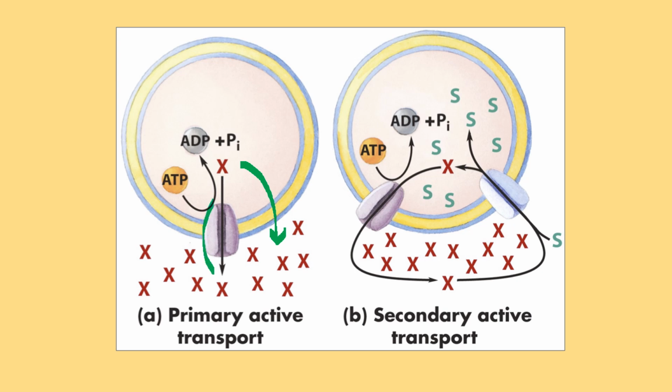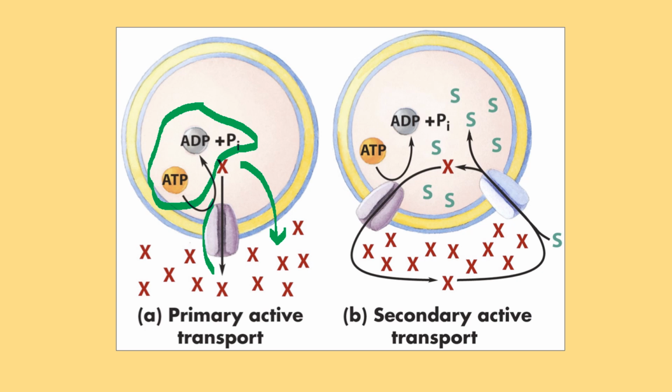And this transmembrane protein is also an ATPase. So if we can make up a term for this purple transmembrane protein here, we might call it an X-ATPase, or we don't know what X is. And so this is primary active transport. The transmembrane protein directly uses ATP to move one substance against its concentration gradient, as shown here. And we can contrast that with secondary active transport. So let's look at panel B.